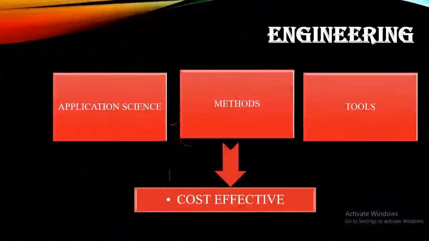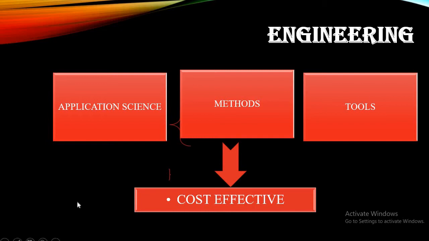So before going to the definition of software engineering, let me clarify what is engineering and what is software. Coming to engineering, the definition goes like this: it is the application of science, methods and tools, combined together to form a cost-effective solution. So the output should be a cost-effective solution. And this is the definition of engineering.